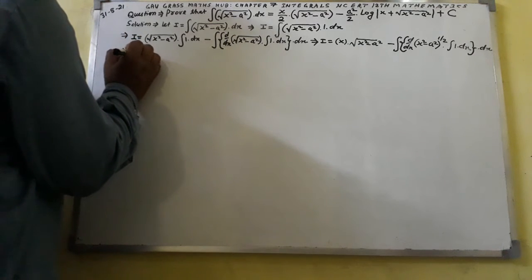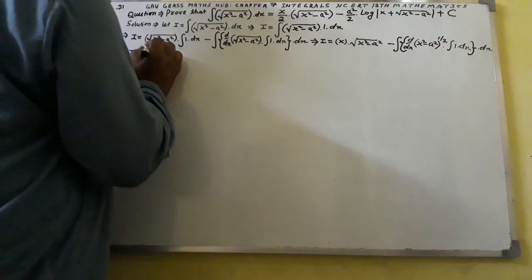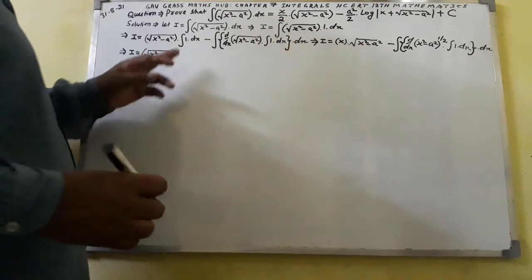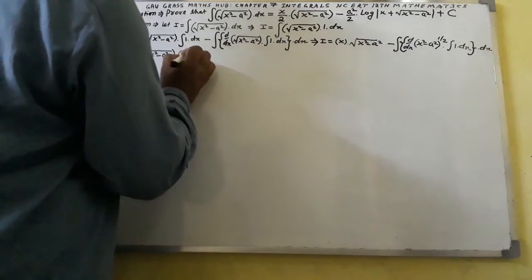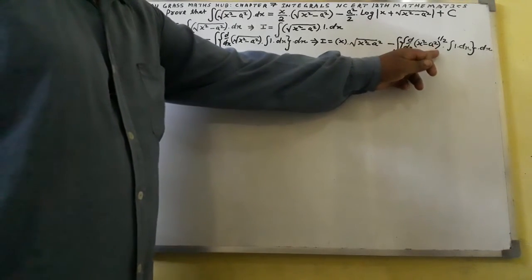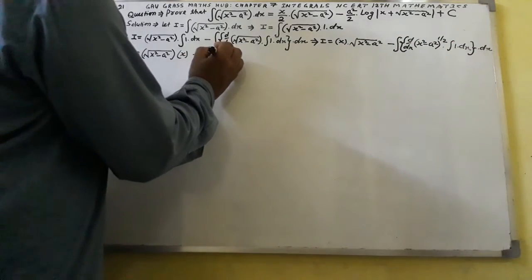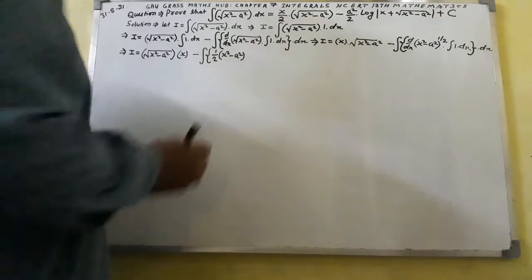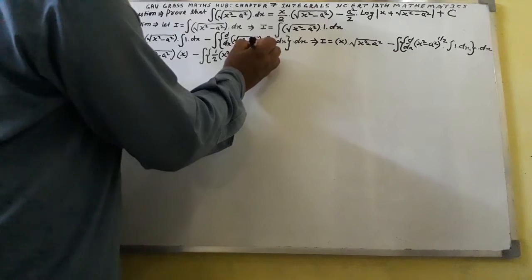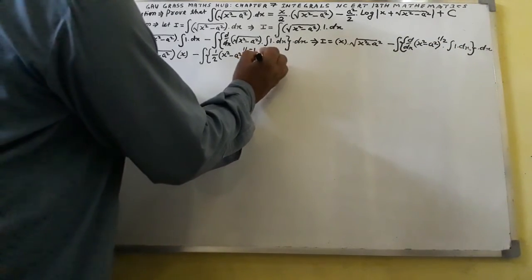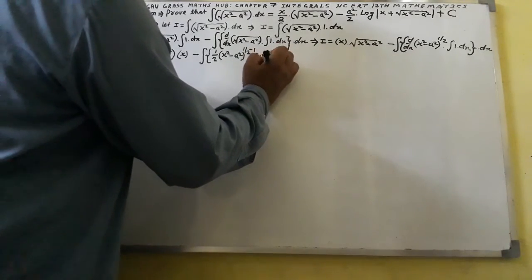This implies I equals root of (x square minus a square) times x, since the integral of 1 dx is x, minus the integral of {d over dx of (x square minus a square) raised to the power 1 over 2, which can be written as 1 over 2 times (x square minus a square) raised to the power 1 over 2 minus 1, times the integral of 1 dx, which is x} dx.